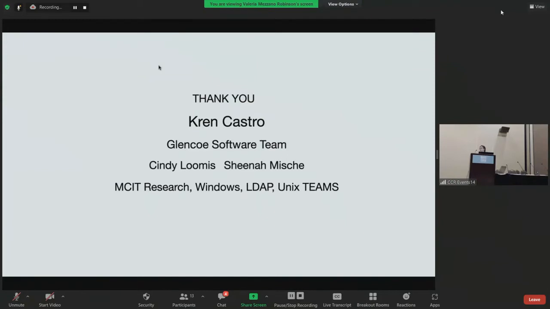Of course, the Glencoe software team, because what we have is OMERO Plus. So it's not the open source distribution. This is the commercial publication of it. Of course, especially thank Cindy and Sheena, because if they didn't have the vision that this is something that we need to use, we would never have acquired it, right?